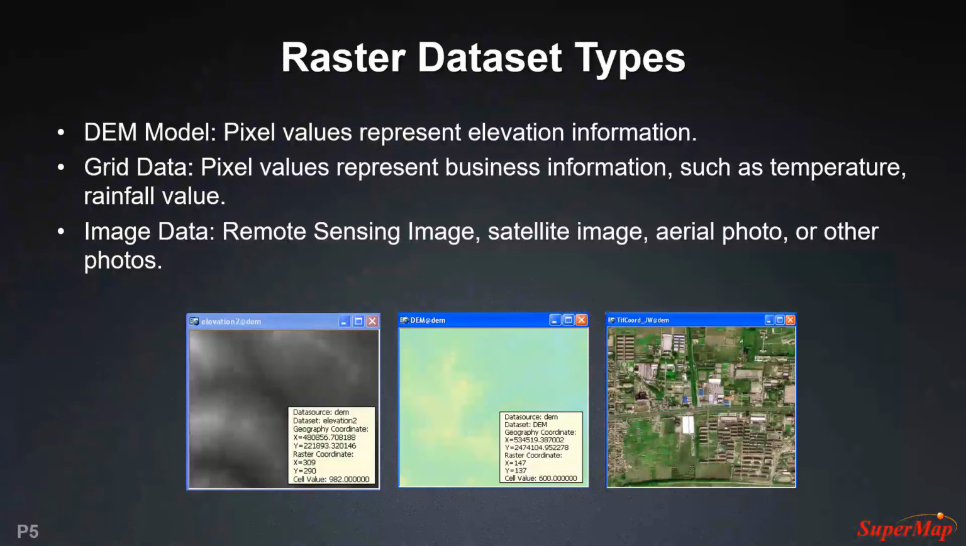So there are three types of raster datasets. The first is DEM models, which contain pixel values that represent elevation information. Then we have grid data, which is pixel values that represent business information such as temperature, rainfall, etc. And then we have image data, which is remote sensing images, satellite images, aerial photos, or other photos. So basically, different types of images.